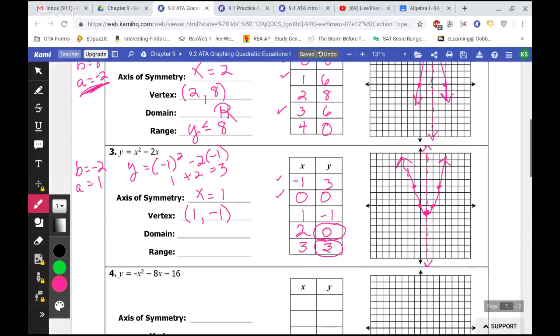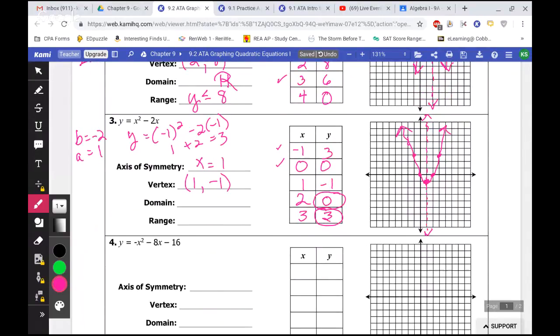All right. What is the domain? It's the same as all the other ones. All real numbers. That's the domain. And the range is associated with your y coordinate. So it's going to be y. And if you have a smiley face parabola, is it going to be greater than or less than? Greater than. And what is the y coordinate of the vertex? -1. So there's your range.